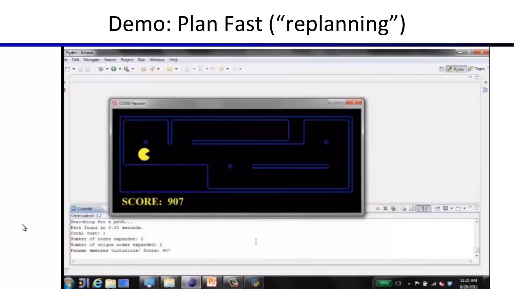You don't have the time to think for that long. You want to just execute, and then replanning might be the way to go. You'll see both versions in your project one.